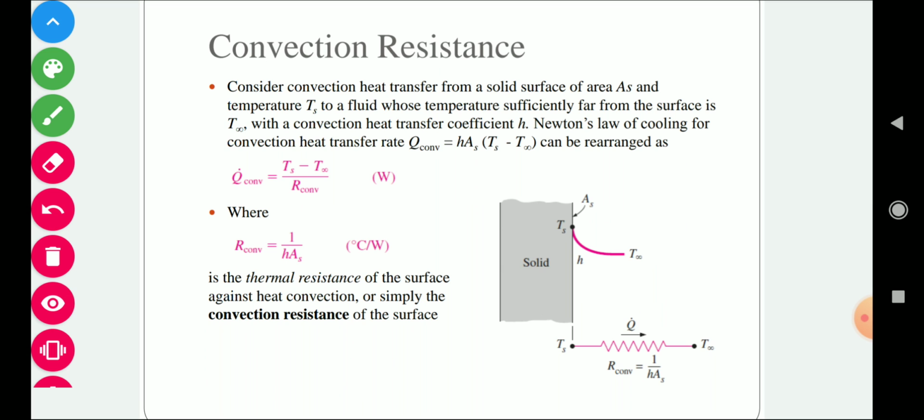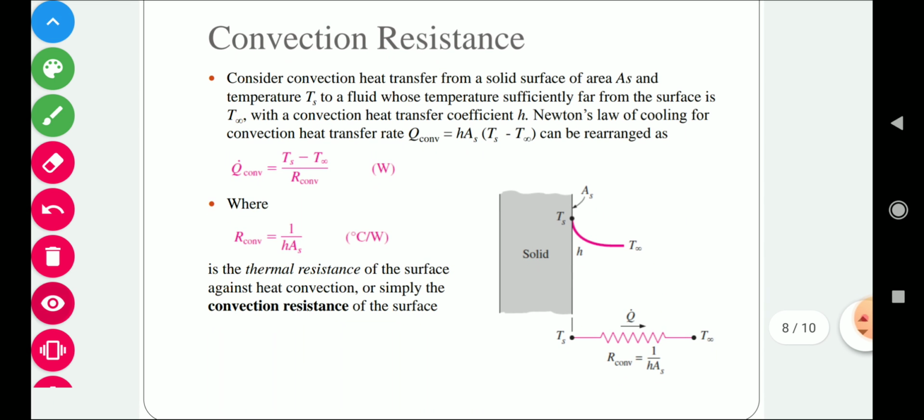For convection, as I told you earlier, we use Newton's law of cooling, this one. Q equal to hA delta T. This Q is the heat transfer rate, h is the heat transfer coefficient, A is the effective area through which heat is transferring, and Ts and T infinity are the temperature of the high temperature source and the temperature of the low temperature destination where heat is transferring.